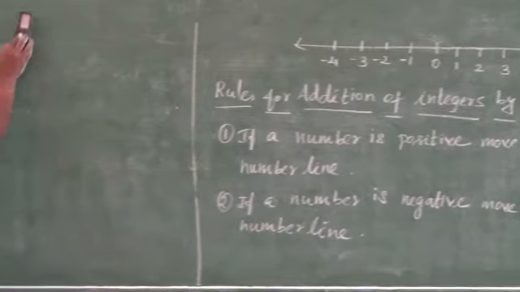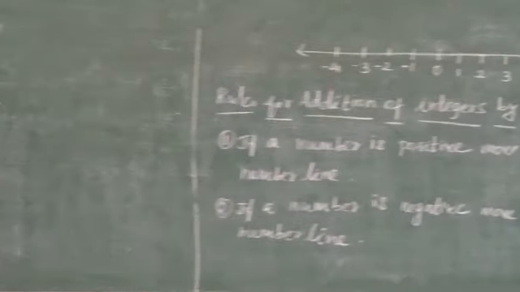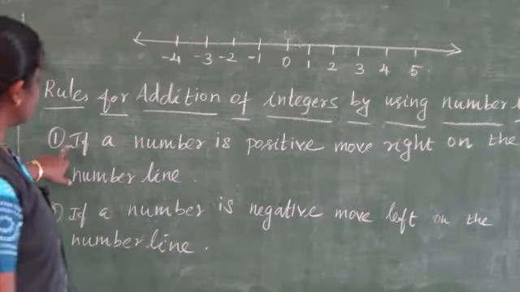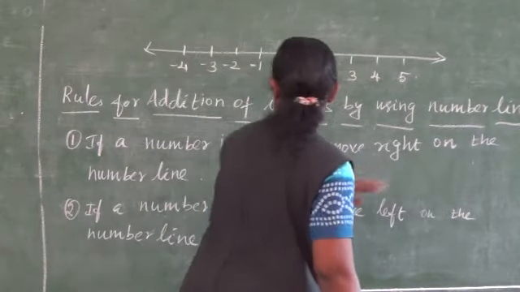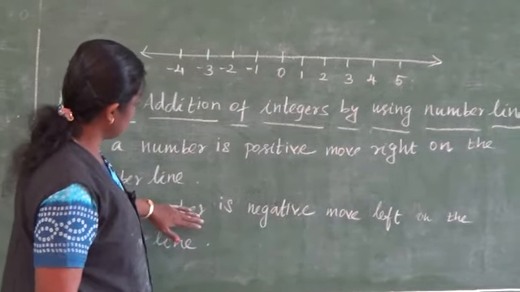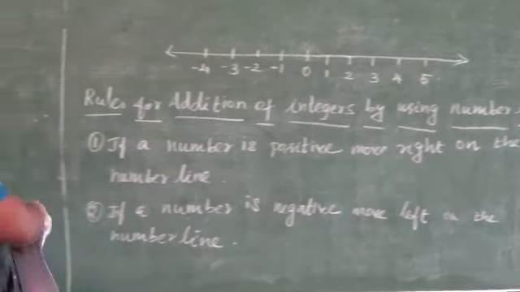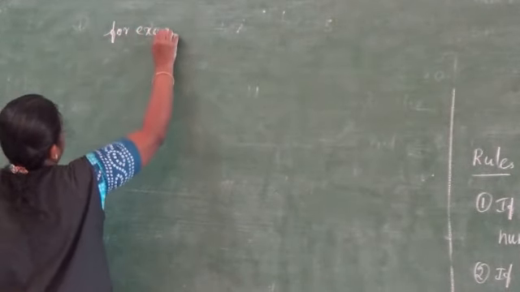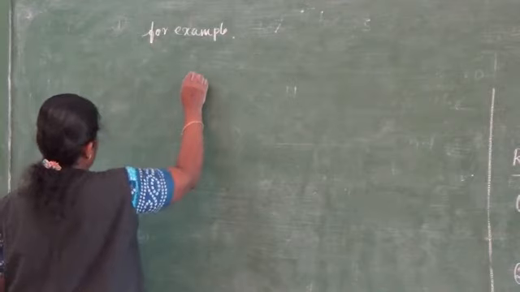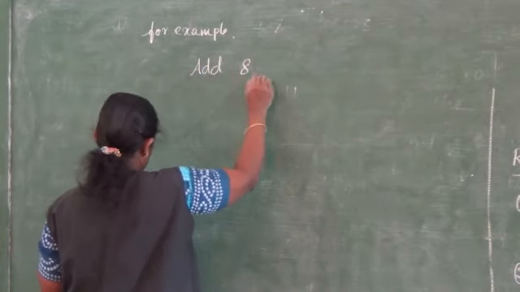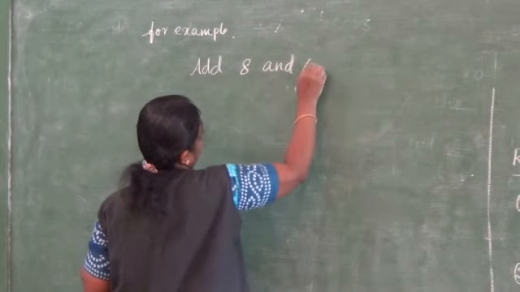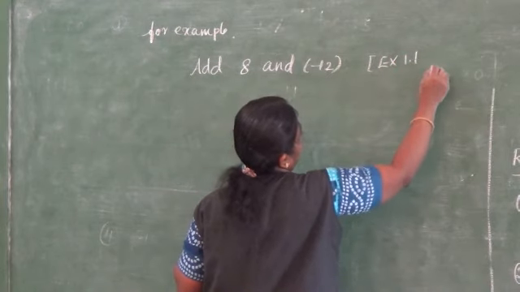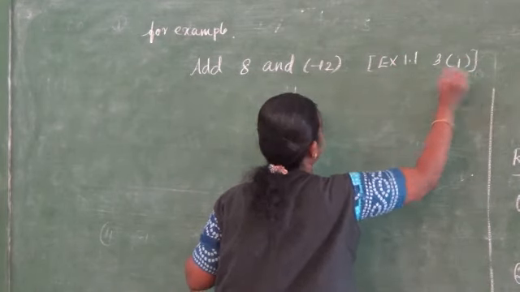For example, what are the rules? The first rule is, if a number is positive, move right on the number line. The second rule is, if a number is negative, move left on the number line. For example, add 8 and minus 12. This is our exercise number 1.1, third problem, first subdivision.